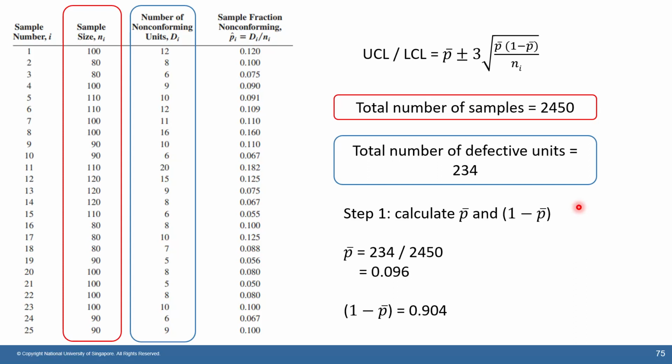So the first step to solve this problem is to calculate the total number of samples. You sum up all the samples, and then you need to calculate the number of defective units. You sum up all the non-conforming, and you find it's 234. So p bar in this case is simply 234 divided by 2450. You get this probability. And then you can substitute this in, because we know p bar and 1 minus p bar, so we can calculate and substitute in these values.